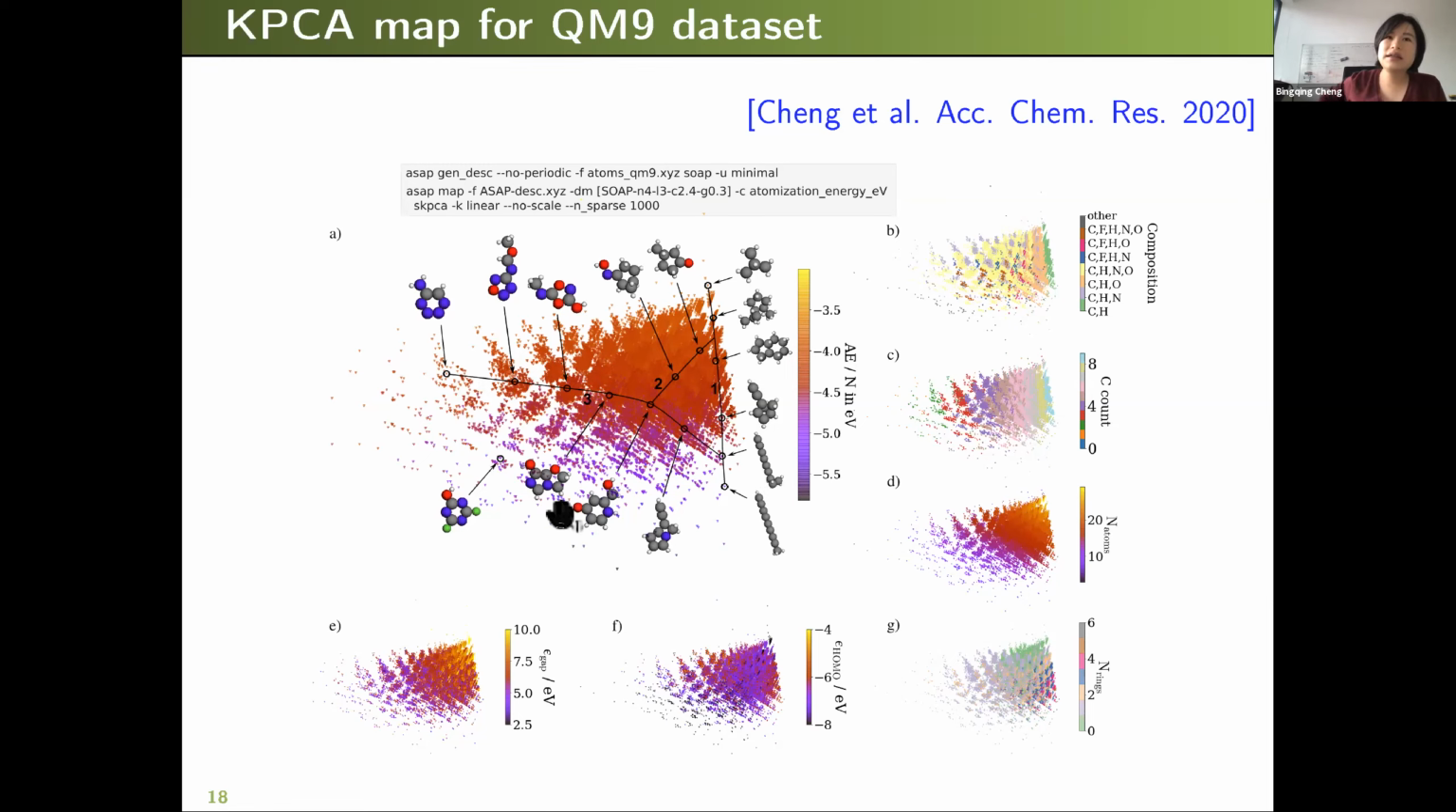In this case, you can also color the map using different physical chemical properties, such as the band gap, the HOMO energy, or topological characters like the number of rings or whatever. And basically the axes of the map strongly correlate with the type of the molecule and also the morphology of these molecules.